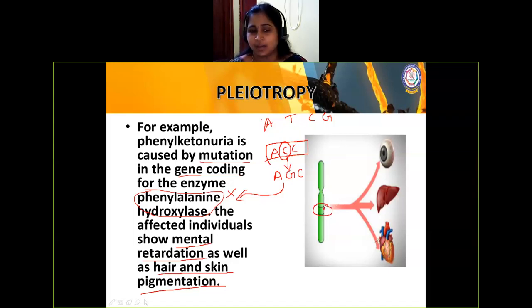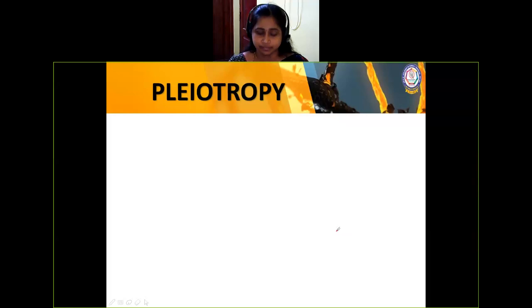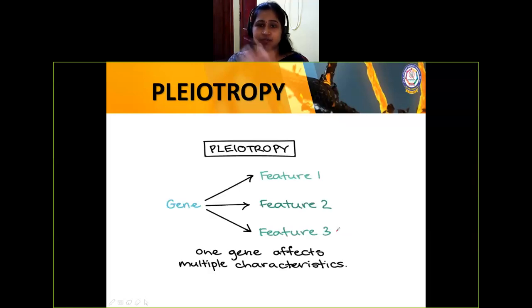Some other examples: there may be a change in the eye color, or there may be an effect in the liver, even in the heart, like that, right? So it is a flowchart representation. Pleiotropy, feature 1, feature 2, feature 3 are nothing but the phenotypic features. Okay, one gene affects multiple characteristics.